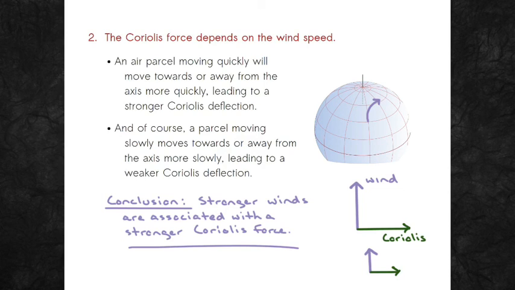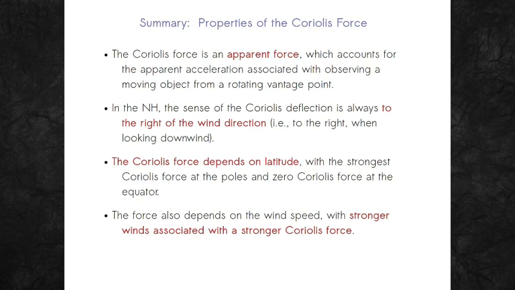Okay, so that is everything. Let's see if we can put all this together and summarize all the basic properties. So, summary, basic properties of the Coriolis force. First, the Coriolis force is an apparent force, and its role is to account for the apparent deflection or bending of the path as seen by an observer in the rotating reference frame.